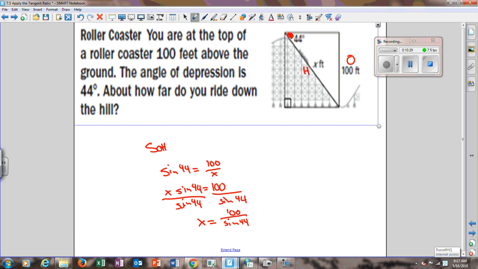And now you just calculate this out. Gives you 143.96. And so you would go 143.96 feet.